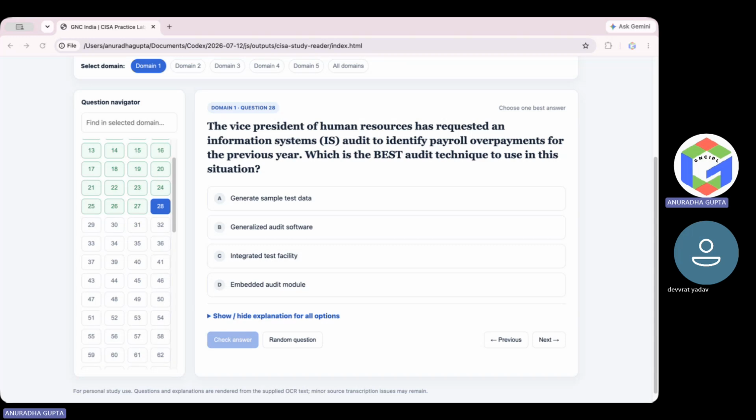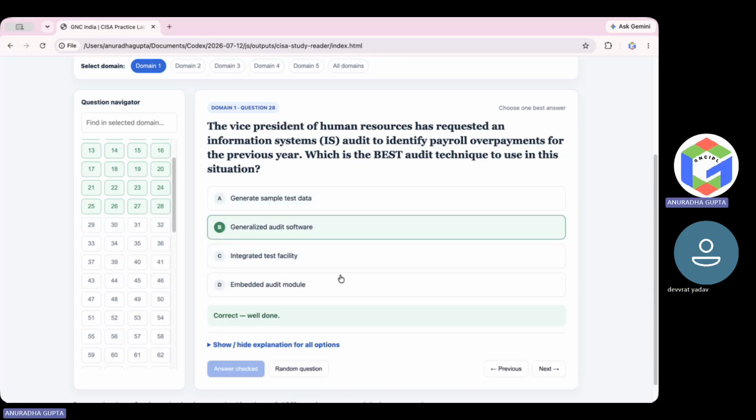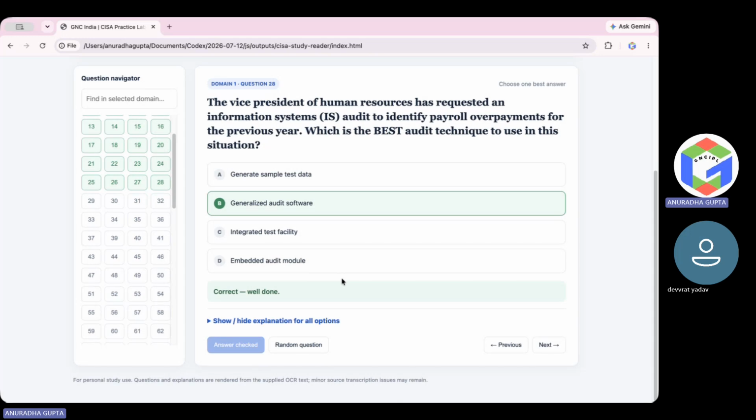What do you mean by generalized audit software? Like Power BI and Excel or SQL, anything, so that we can analyze the data of the last year and find out the overpayment. Let's check. B. Yes, it is correct.